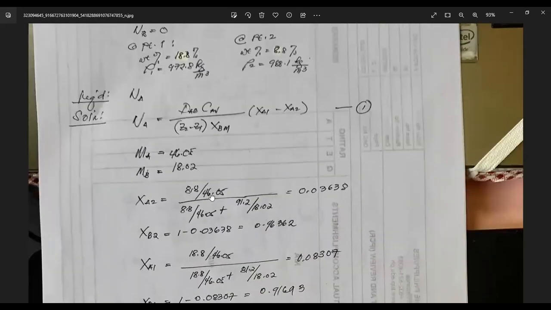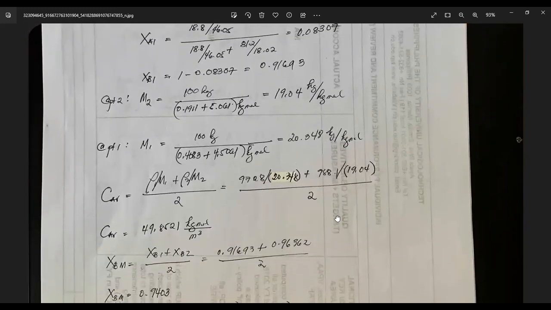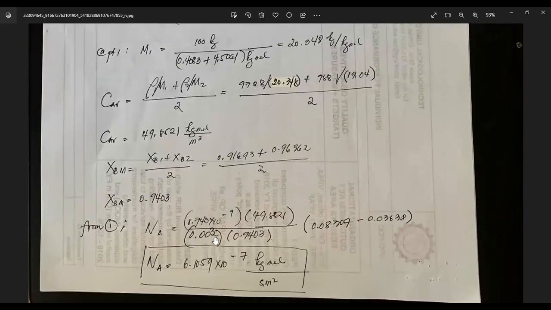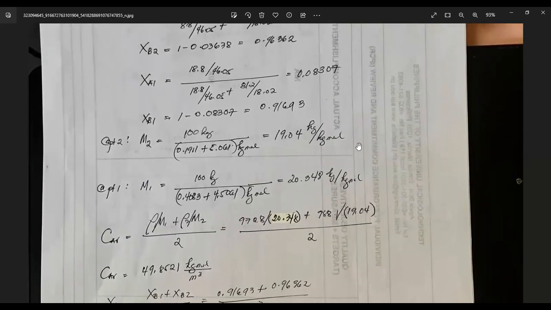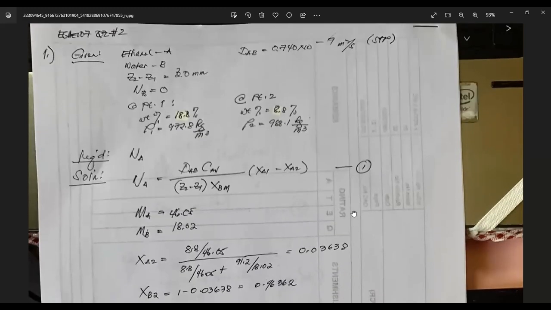Your Z sub 2 minus Z sub 1 is the thickness of the stagnant film, which is 3 mm. Originally it's 2 mm. I changed it to 3. So you just change it to 3 here. And this is your steady state flux. This is formula based. The problem is formula based. So the reason why you have to write the formula first, that way you'll be guided on what you need to determine based on the formula that you are using.